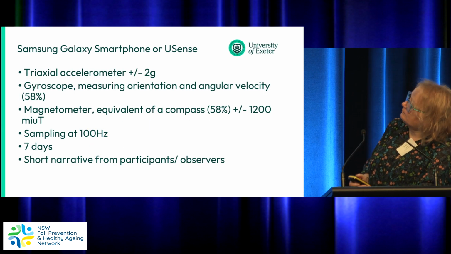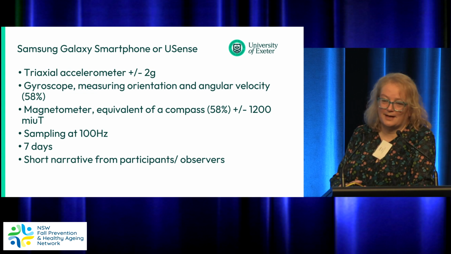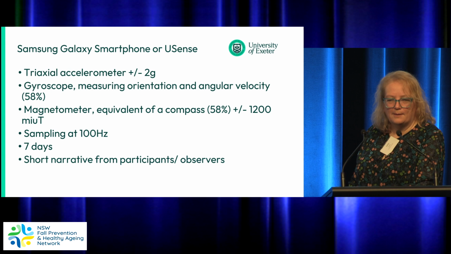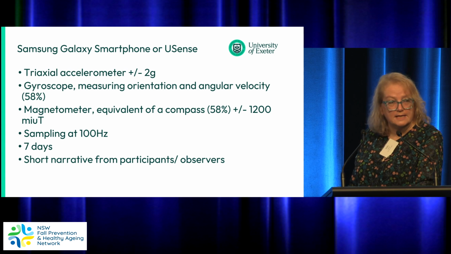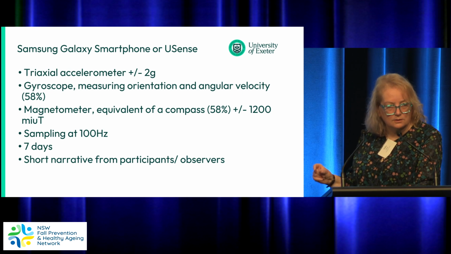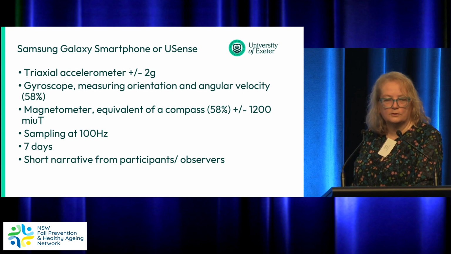And what you've got inside your Samsung Galaxy is a triaxial accelerometer, a gyroscope, and a magnetometer, which is like a compass, and it samples at 100 hertz, and it could record for 7 days. We also, importantly, took a short narrative from each of the participants, only a sentence on what happened around the fall time.